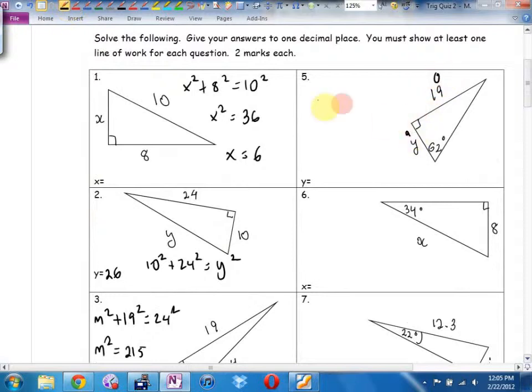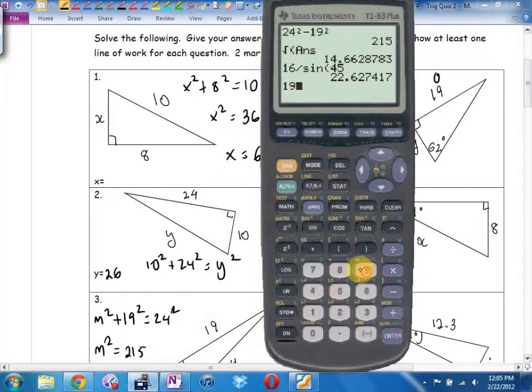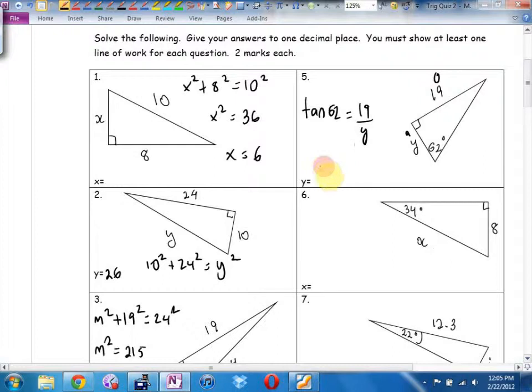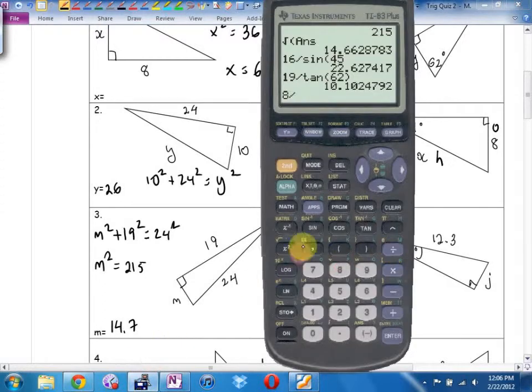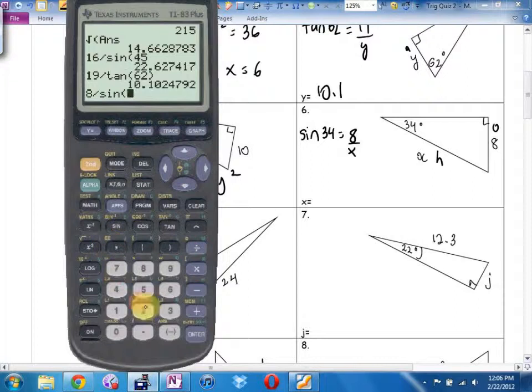Opposite, adjacent. Hey, that's a tan. Tan 62 equals 19 over y. 19 divided by tan 62. You get 10.1. Opposite, hypotenuse. That's a sine. Sine 34 equals 8 over x. It's going to be 8 divided by, what was the angle? Sine of 34. You get 14.3?